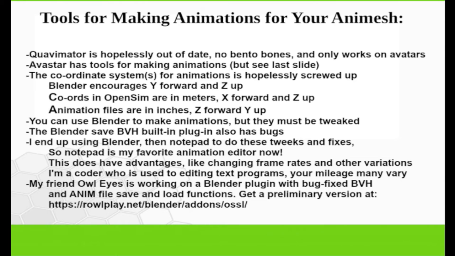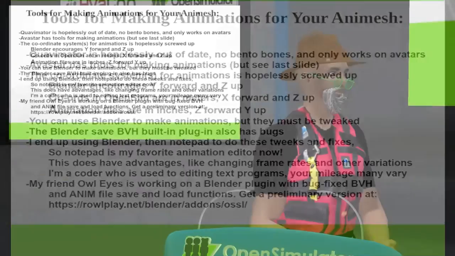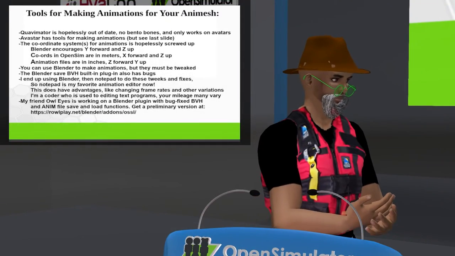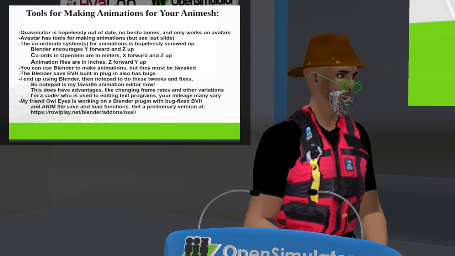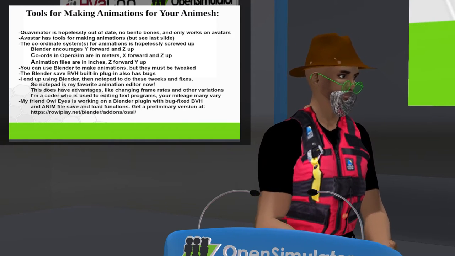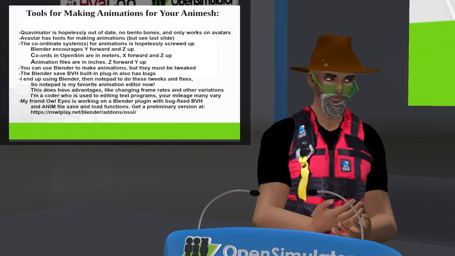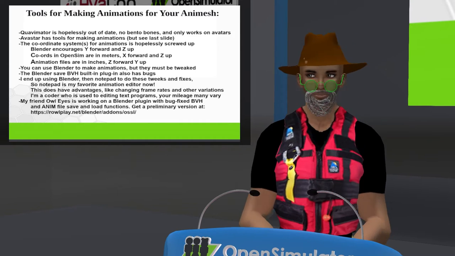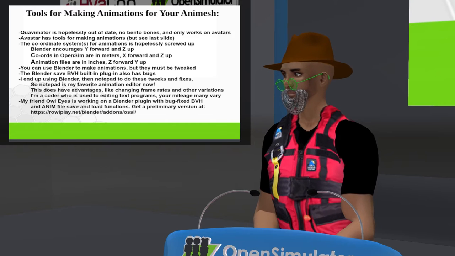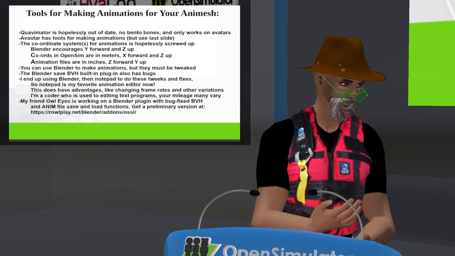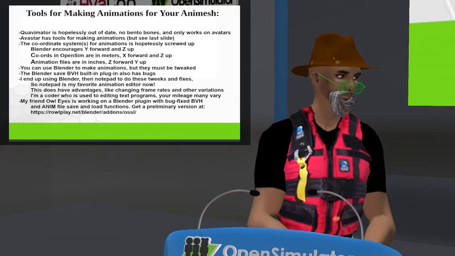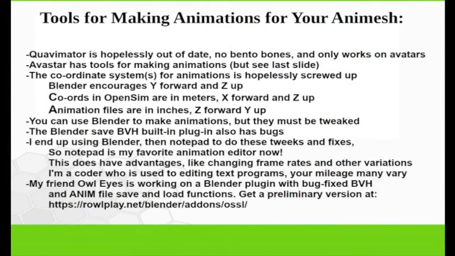Unless you're such a cheapskate as me, there's ways to use Blender to make animations and then tweak them to fix the problems. The problems are all coordinate system problems. And I have a friend, Allies, who may be here today, who's working on a new plugin that he's going to give away for free for Blender that saves animation files correctly. And he has a version of that available at that URL that you can play with, a pre-release version.